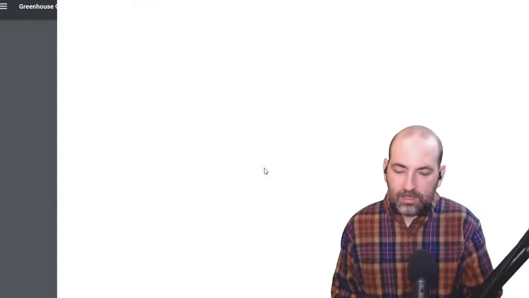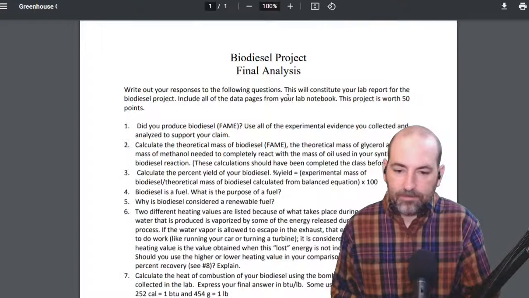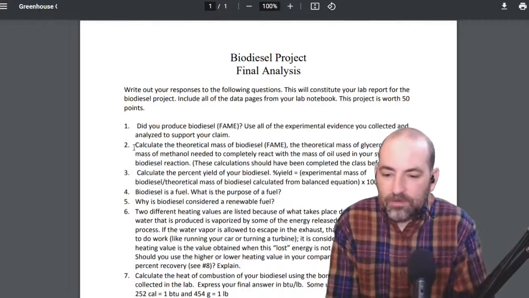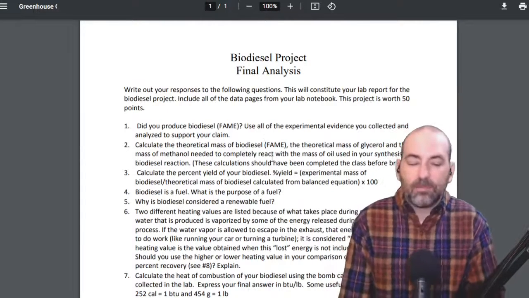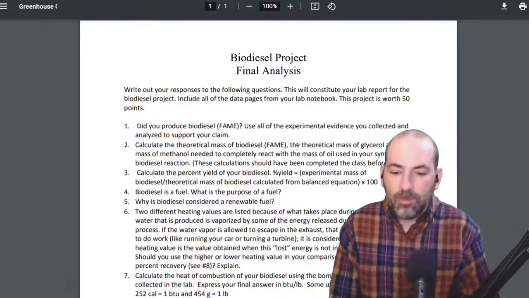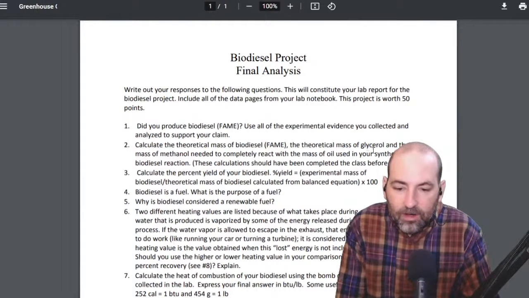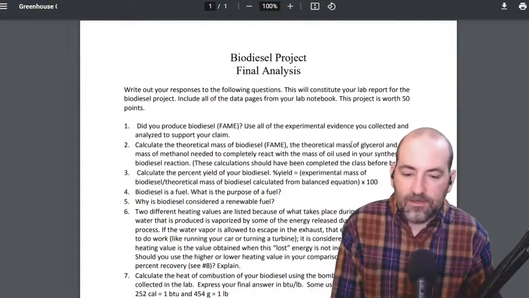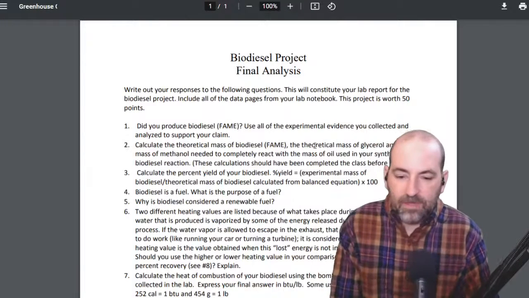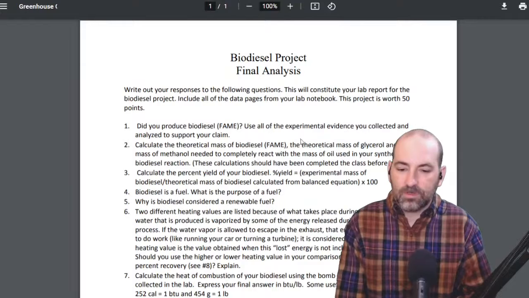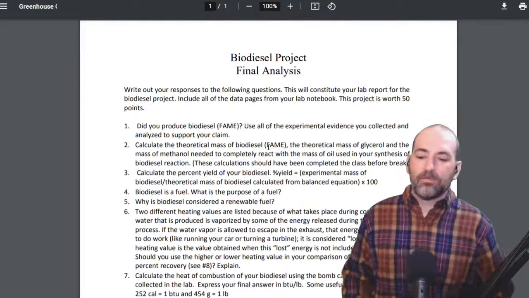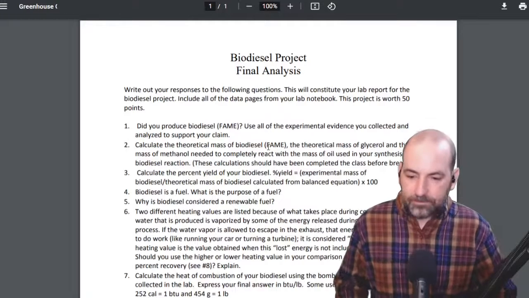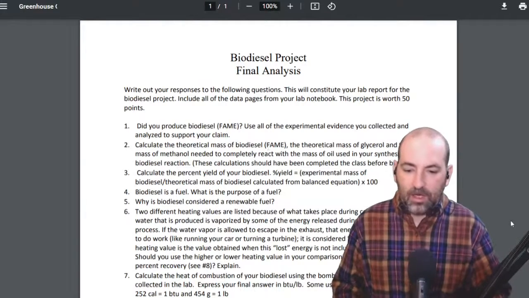So in the final analysis of biodiesel here, number 2, we went through calculating the theoretical mass of biodiesel. That's what we did last week. And you can put in your numbers and follow along with what we did. But we did not do the other parts of this question, the theoretical mass of glycerol and the mass of methanol. You can skip those. Skip those, just do the theoretical mass of biodiesel. And you don't need to do the other ones for this project.